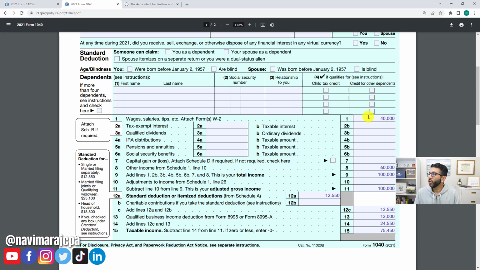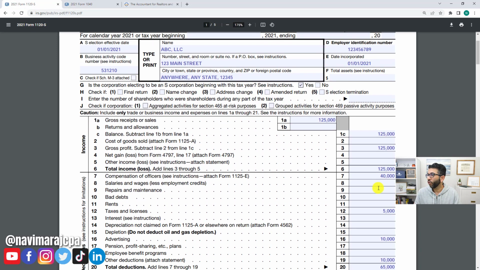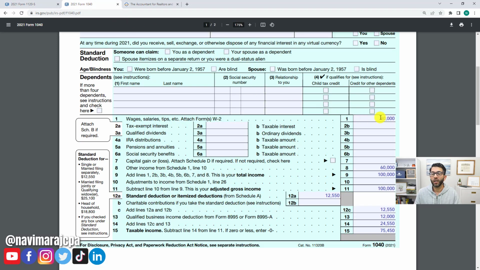All right. So you remember a moment ago, I told you that the officer compensation was $40,000, and that needs to be run through payroll. So payroll taxes need to be paid. And so the officer of the S corporation is going to get a W-2, all right? So this is the $40,000, and let me just show you. The $40,000 in line 7, compensation of officers, is the same $40,000 that's here. It's the W-2 they receive from their S corporation, the $40,000, right?